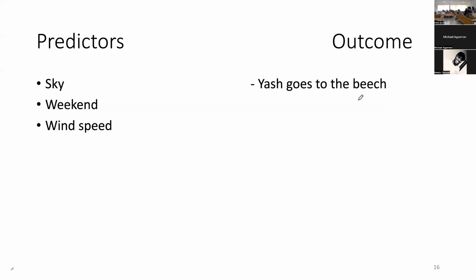We want to have a look at an example where we decide whether Yash goes to the beach or not. And we have certain predictors. Think of them as the basic features that you look at in order to determine whether Yash will go to the beach or not. You can replace Yash with any name that you want, or any name that makes sense.